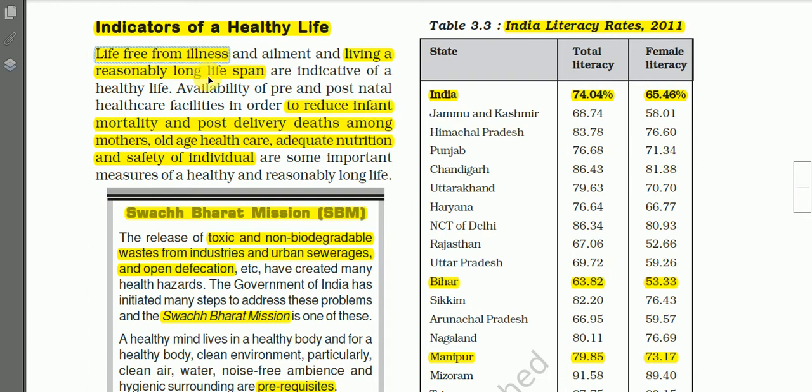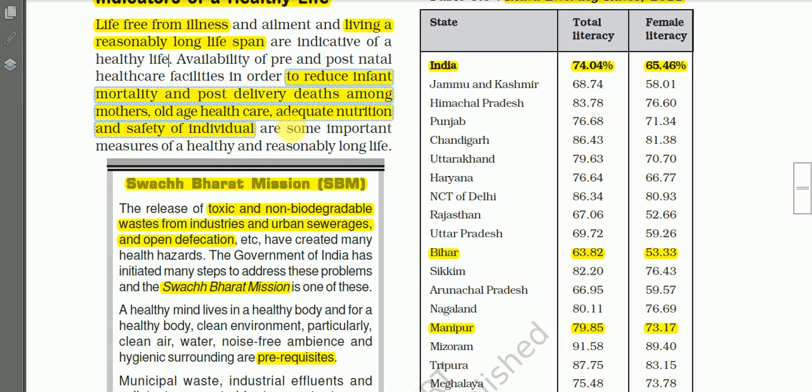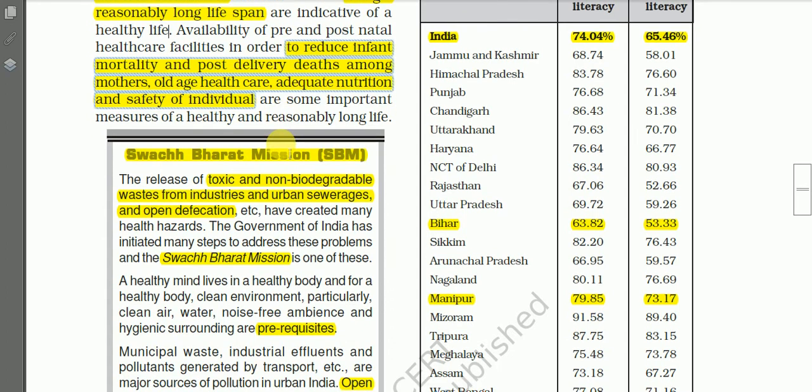Life free from illness and ailment and living a reasonably long lifespan are indicative of a healthy life. So these are used to measure the health status. Ability of pre and post-natal healthcare facilities in order to reduce infant mortality and post-delivery deaths among the mothers. Old age healthcare, adequate nutrition, and safety to individuals are some important measures of a healthy and reasonably long life.